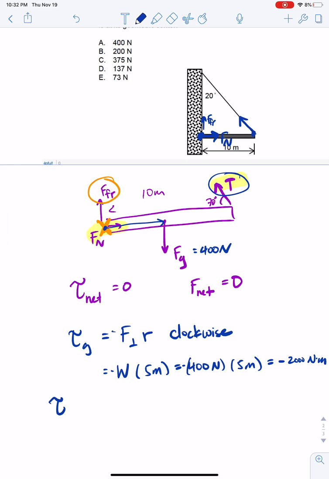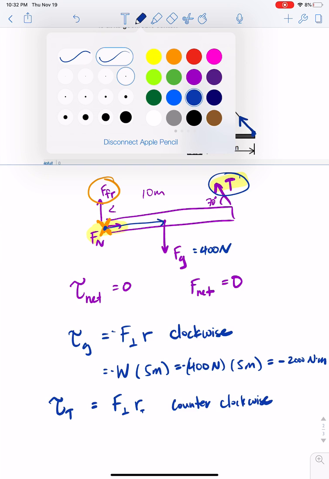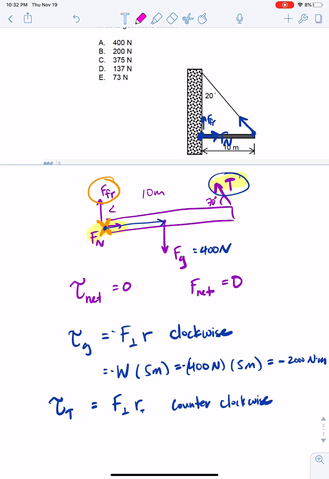Okay. Now we also want to find the torque from our tension. So the torque from our tension is going to be F perpendicular R tension. Okay. Now this one is going to be counterclockwise, so it's positive. All right, so let's find the perpendicular to that radius component of our tension. So pick a different color so we are less clear on top of each other.